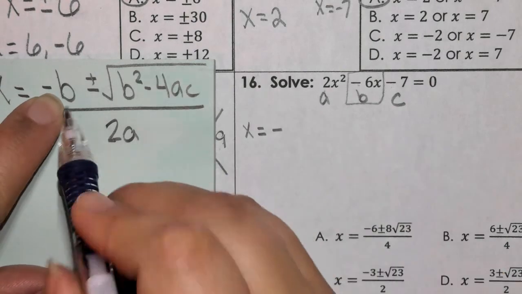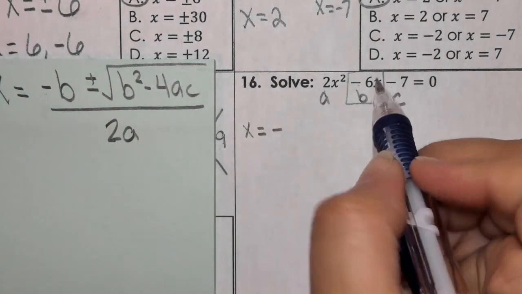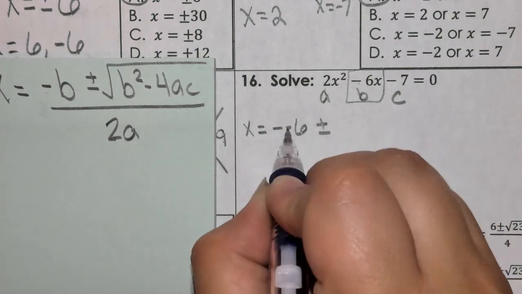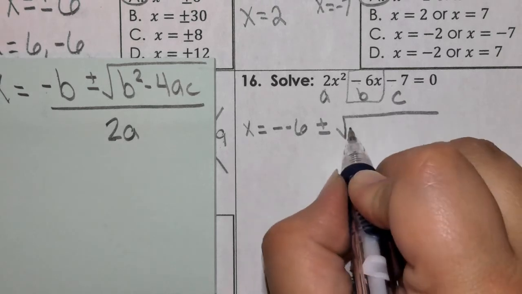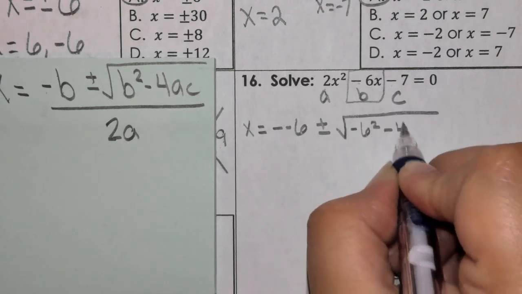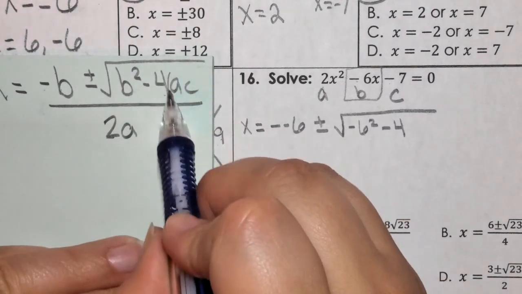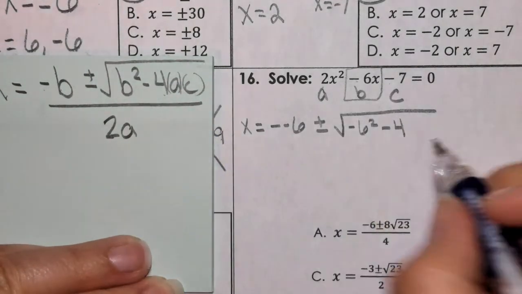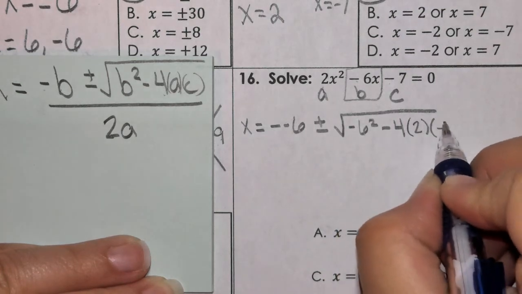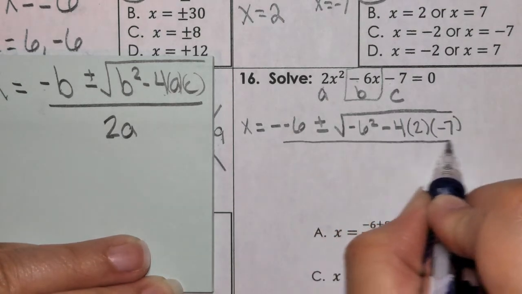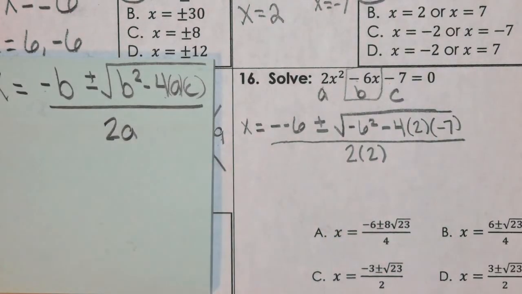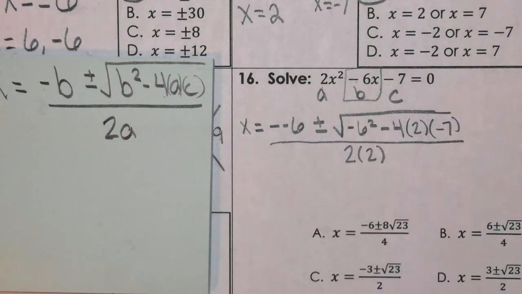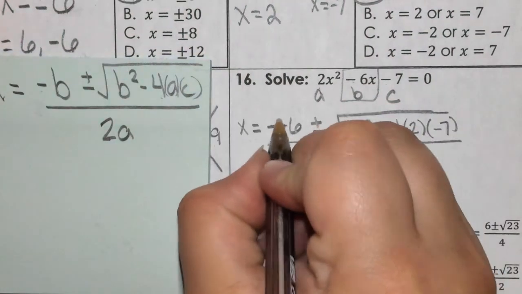Negative from the formula, but the B is negative, so I got a negative, -6, plus or minus -6 squared minus 4. Remember, we always put parentheses around this part. So times 2 and then times -7. And then I did 2 times 2. Now, this right here has to be a positive.